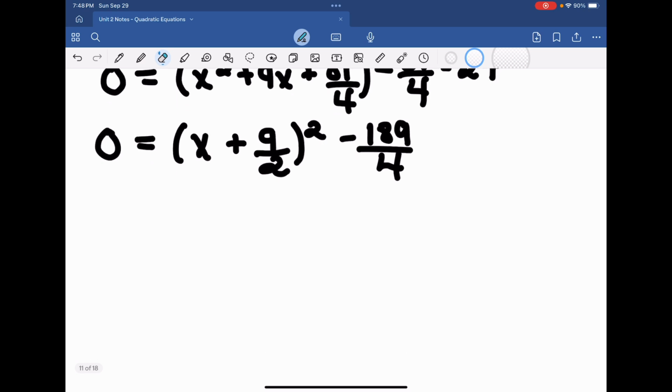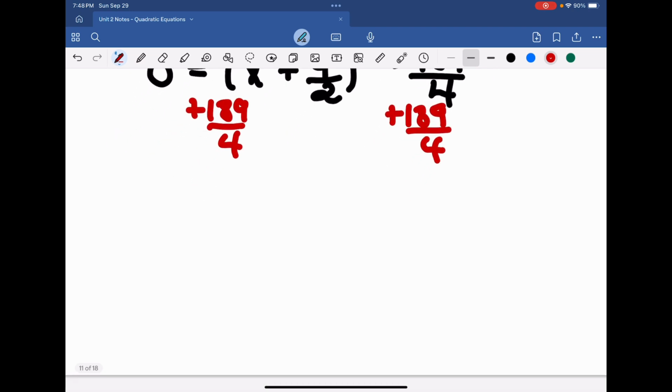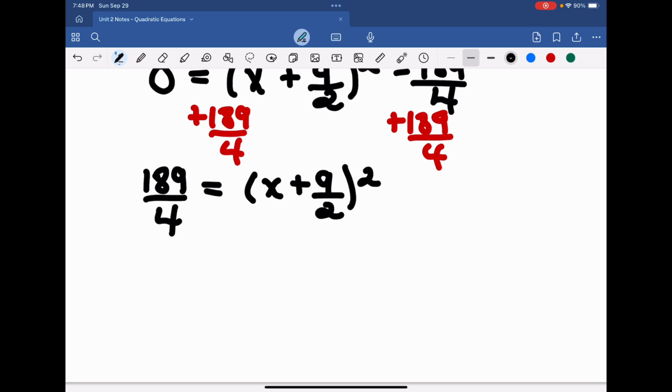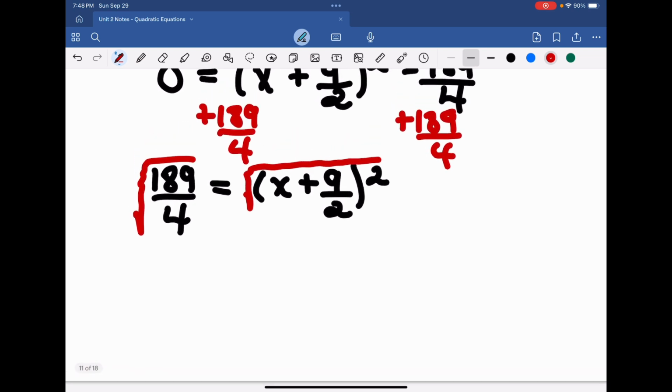Now what we're going to do is add that 189 to both sides. So let's just make sure we go plus 189 over 4 and plus 189 over 4. Now, this is going to give us the following. 189 over 4 is equal to x plus 9 over 2, all squared. Now what I'm going to do is square root both sides because we want to start by solving for x by the square root.